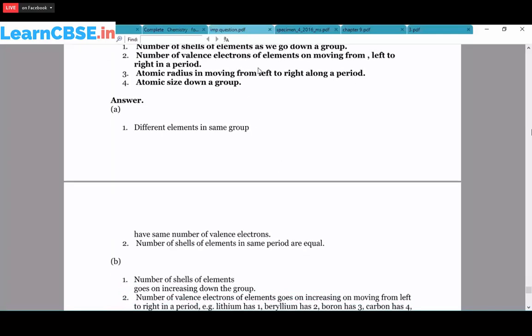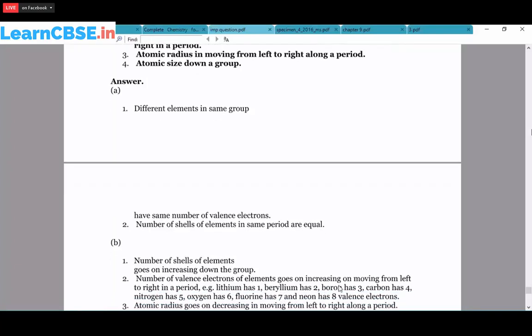The number of valence electrons of the elements on moving from left to right in the period goes on increasing. Actually it increases up to the middle, then after that it starts decreasing. Because the metals are present on the left-hand side, they will lose electrons. Then once it comes to the non-metals, they start to gain electrons. So that's why it first increases, then decreases.